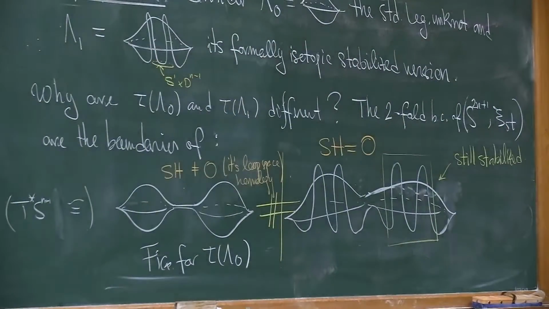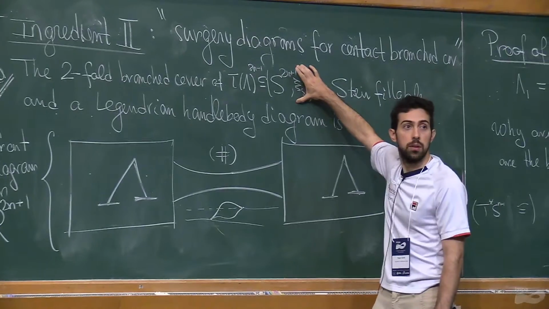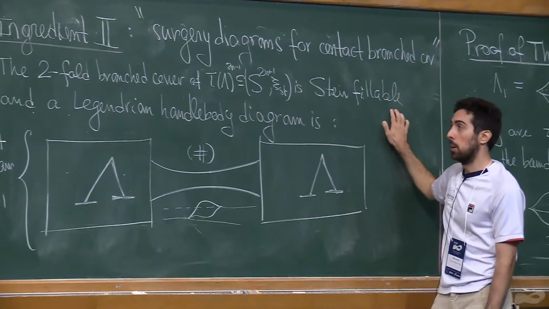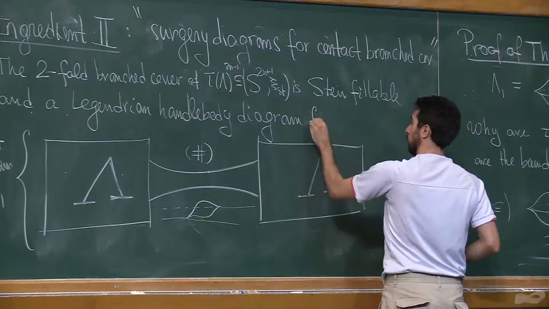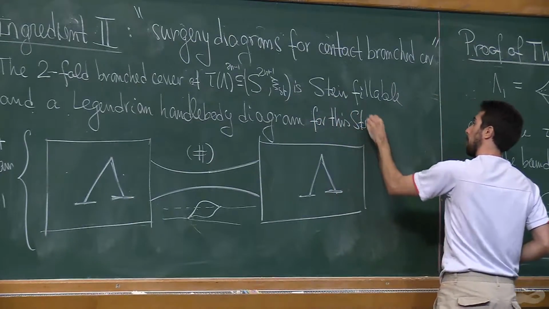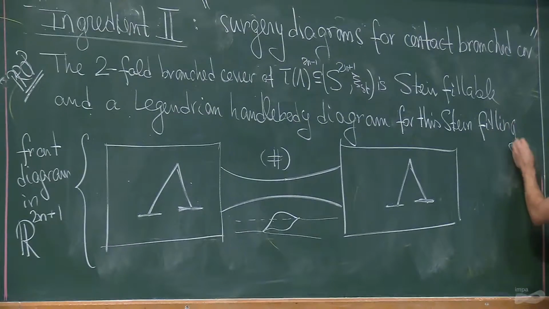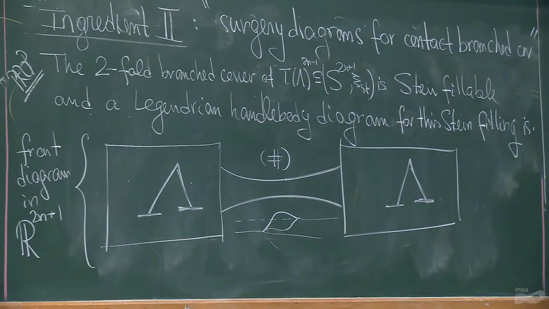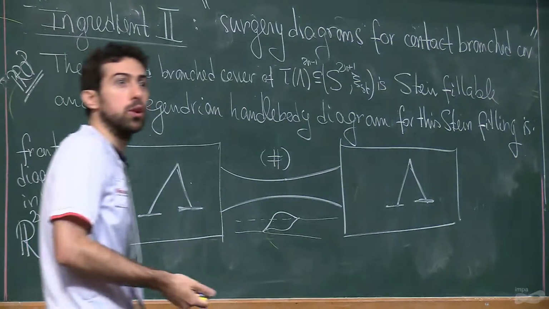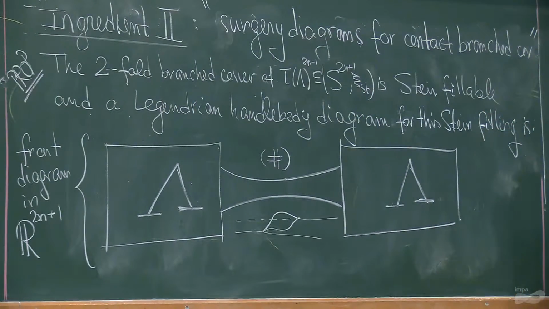Let's read this. So the twofold branched cover of this manifold along this is Stein fillable, and a Legendrian handlebody diagram for this Stein manifold, for this Stein filling, is given by this. Does that make sense? Yes. If you're going to branch cover along something which is a contact push-off, there's a very natural Stein filling that you might want to consider, which is this one. I mean, yeah. In general, it might not be a contact push-off. Okay? Good. This endows you with at least one counterexample to the uniqueness thing, okay?